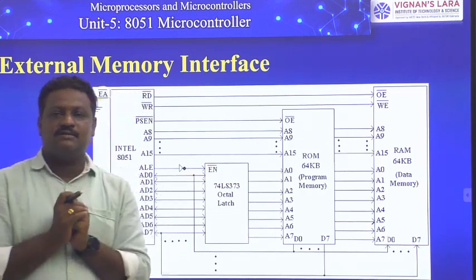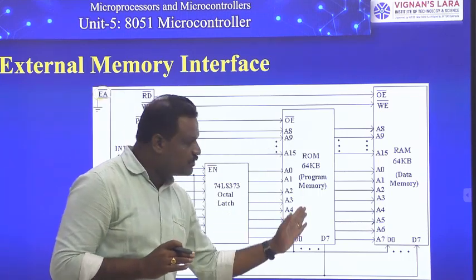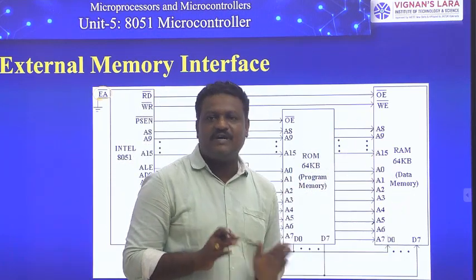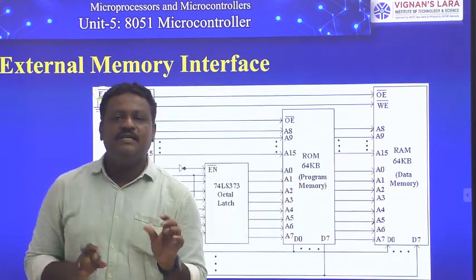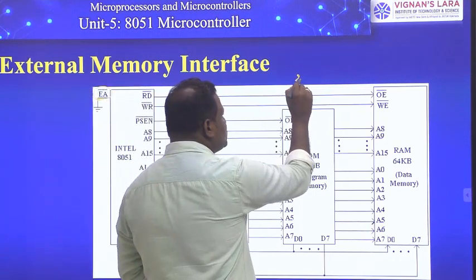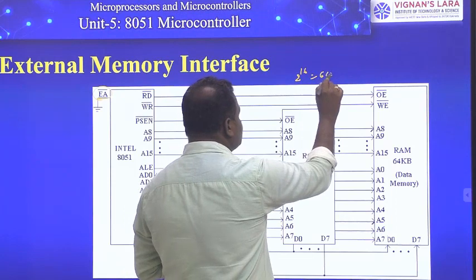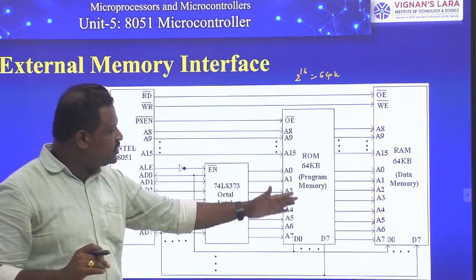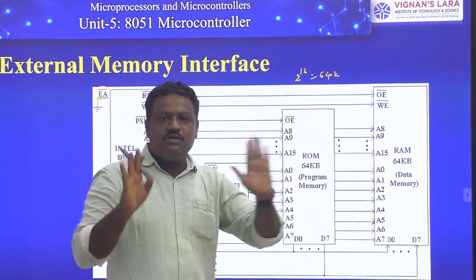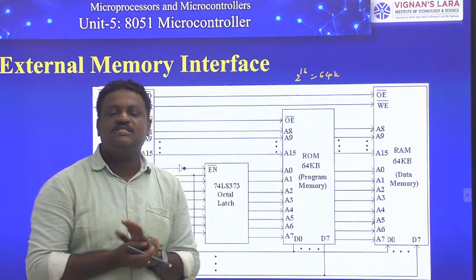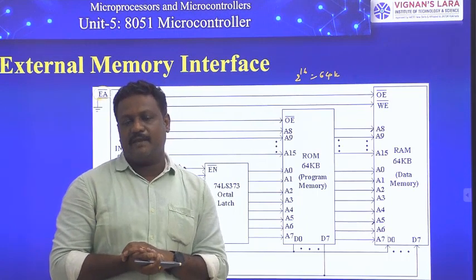In order to address a location in 64 kilobytes of ROM or a location in 64 kilobytes of RAM, I definitely need a 16-bit address because 2 power 16 is equal to 64K. In order to address a location either in this or in this, in total I need a 16-bit address because 2 power 16 is equal to 64K.